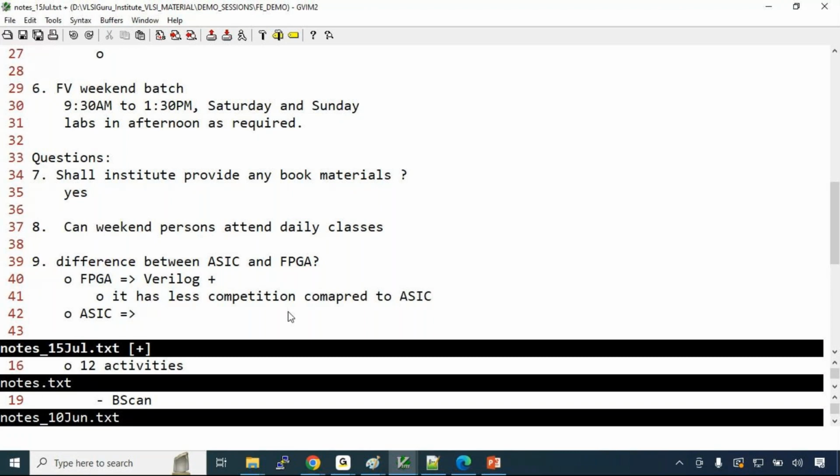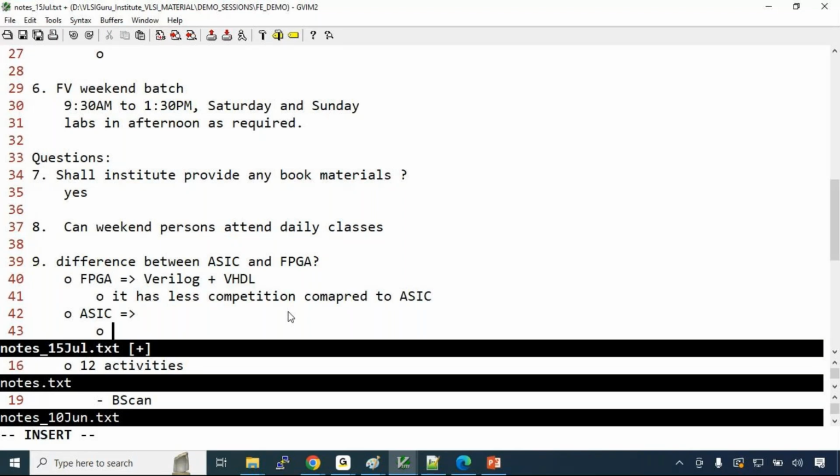Now, when it comes to ASIC, as I said, if you learn Verilog, learning VHDL is not going to be a big effort. Maybe 3-4 weeks of additional effort. ASIC, as someone said, learn VHDL also.